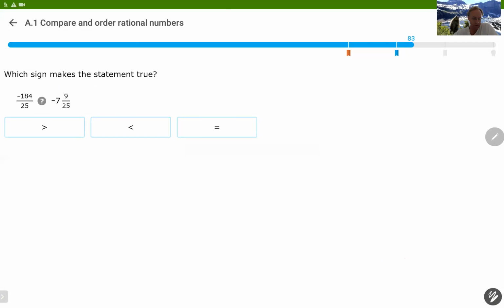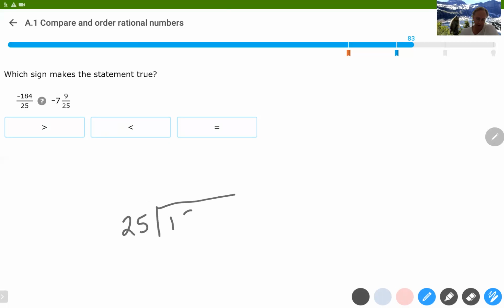All right, now we've got 25 into 184. It goes 7 times. 25 into 184 goes 7 times, and that's 175 with a 9 left over. So it looks like they are equal.